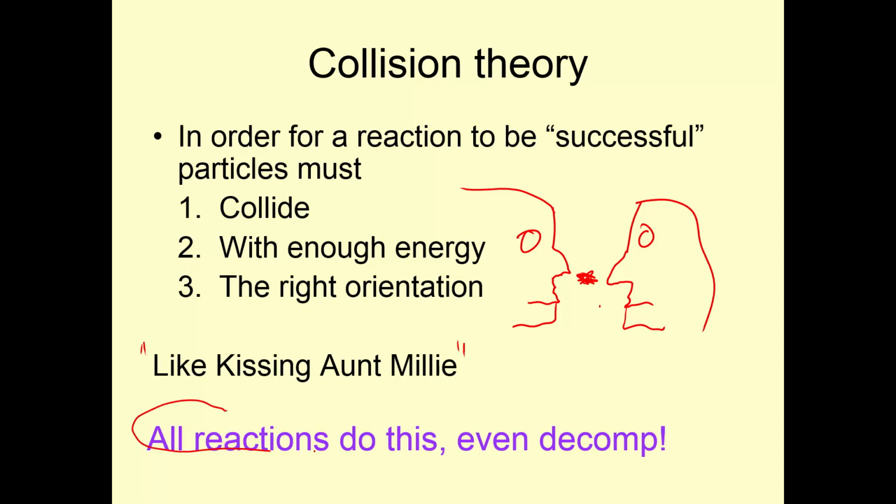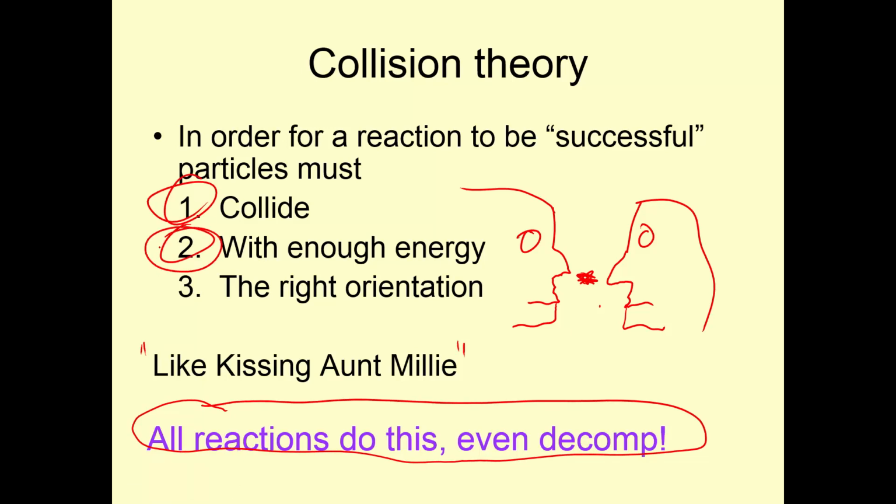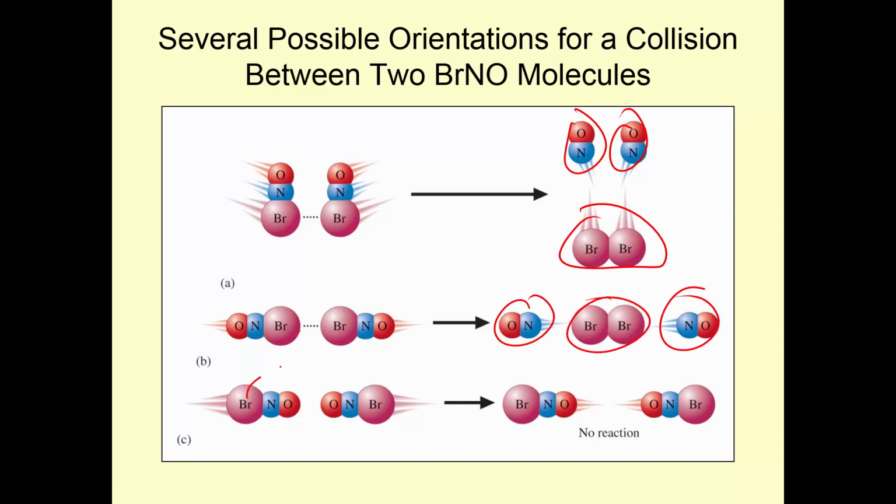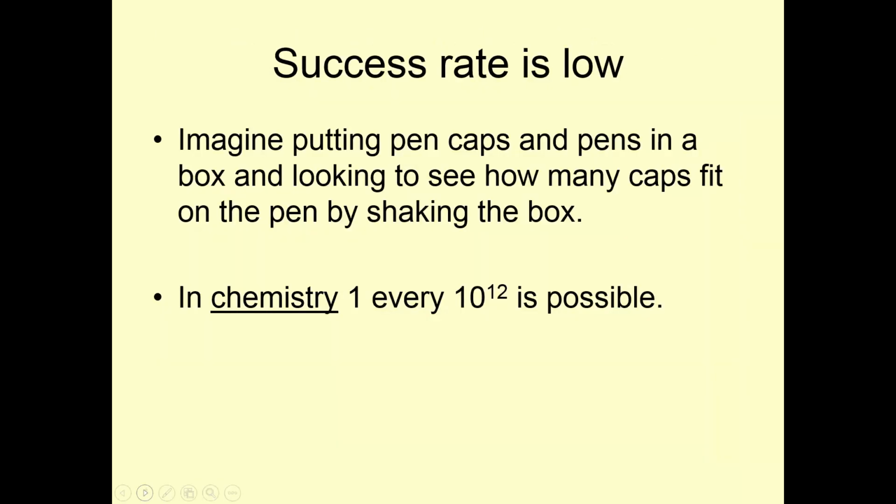But every reaction, even decomposition reactions, must collide with enough energy and the right orientation, or it doesn't work. A better chemistry picture is if I'm trying to make two NOs and bromine, see how if they hit like this? Hey, it can work. See if it hits like this? I can still get all of those. If it hits like this, there's no way the bromines can hook together. And this just shows reactions rotating 90-degree angles, and remember, there's much more than 90 degrees. Success rate is incredibly low, much like your chance of kissing.